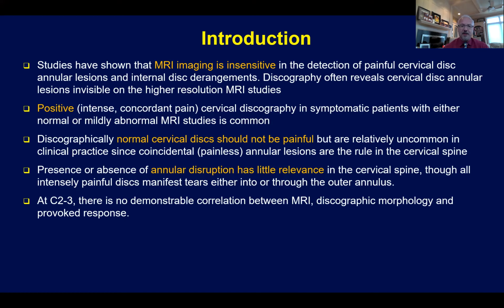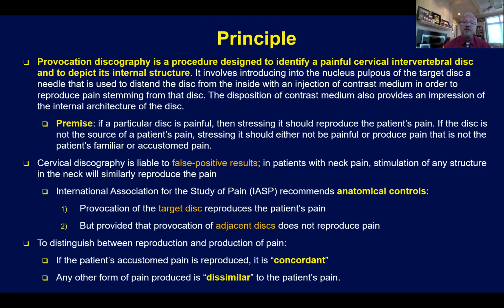In the cervical spine, the presence or absence of annular disruption has actually little relevance, although intensely painful discs manifest tears either through or into the outer annulus. At the C2-C3 level, there is no demonstrable correlation between MRI findings, discographic morphology, and a provoked response.